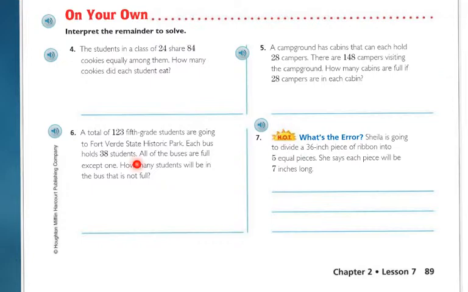Yes. So on this one, it says, all of the buses are full except one. How many students will be in that bus that is not full? So when you're dividing this, how many are in the not full bus? And let's think about the remainder and what the remainder means. On this last one, Shelley is going to divide a 36-inch piece of ribbon into 5 equal pieces. She says each piece will be 7 inches long. Okay, so what is the error here? So go ahead and divide it. Figure out what the error is here on this one.